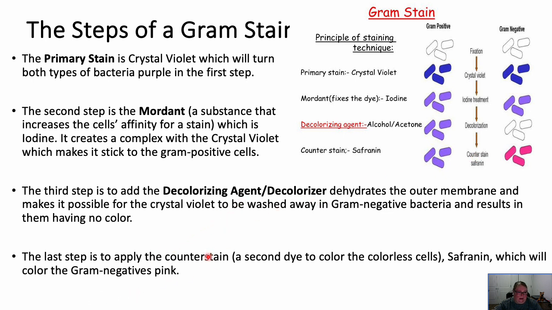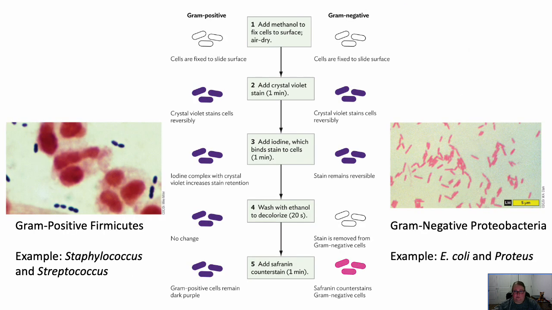It should be. This is where we're going to use the safranin to make the gram negatives pink. As I said, you need to know this vocabulary. You need to know these steps. You need to know what happens at each step. Okay, so this is what we're actually going to see.